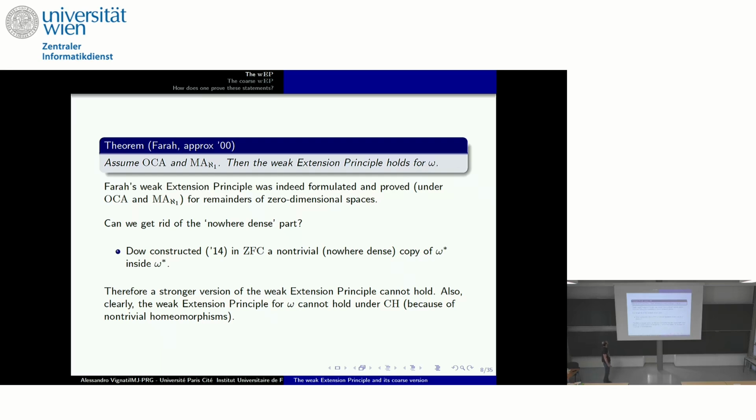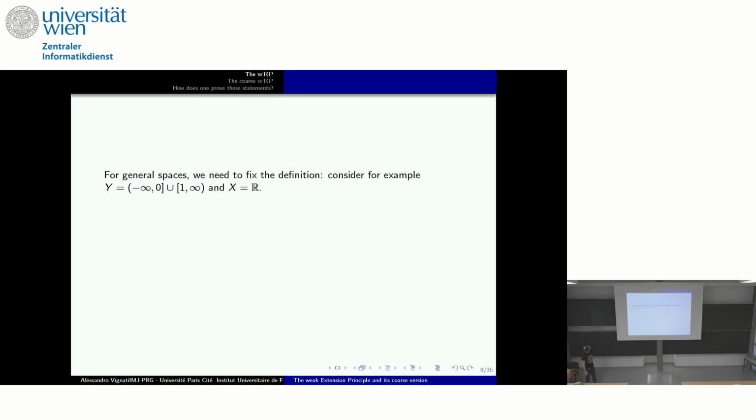And as I said before, the WEP cannot hold under CH because of non-trivial homeomorphisms, okay? So this is what was known. And then with a master's student of mine, we started analyzing what's the situation for other remainders. Well, first of all, we need to adjust a bit Ilias's definition. Not fix it, just adjust it to the setting.